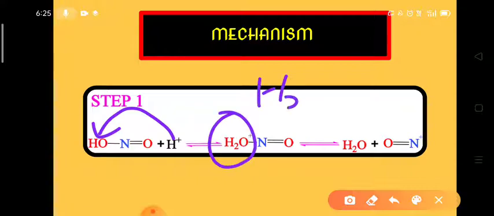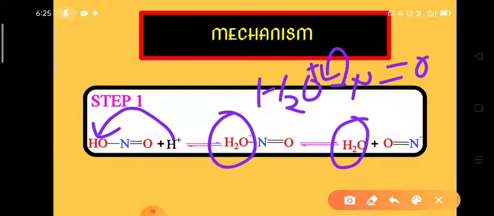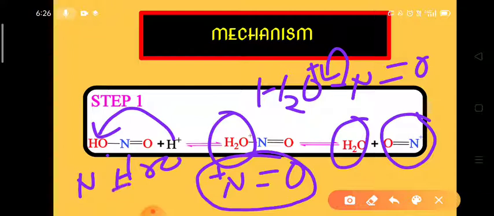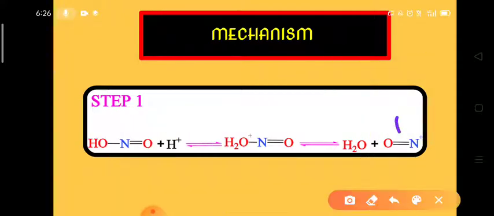Here this oxonium ion takes the electron from the N-O bond of the nitrous acid and goes outside in the form of water. As a result, nitrogen gets the positive charge and we get a new species NO plus. Here this new intermediate formed is called the nitrosonium ion. I write once again. This NO plus group here is called the nitrosonium ion.